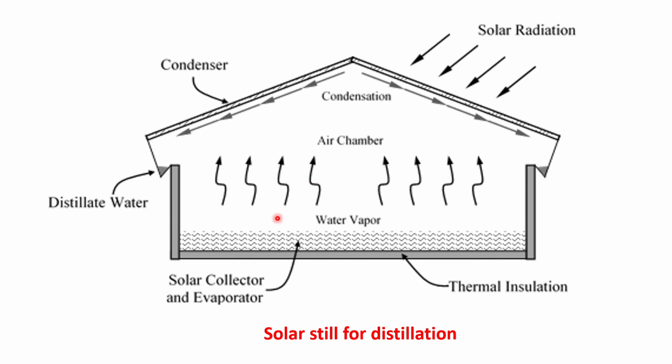As the salt won't boil, the water will become water vapor and move up, touch the roof, and condense. That condensate will get collected in channels on the roof side, and from the salt water we get pure water collected on the roof side.